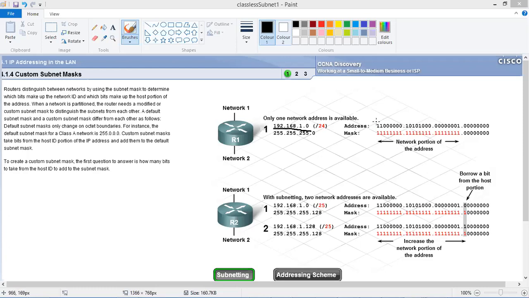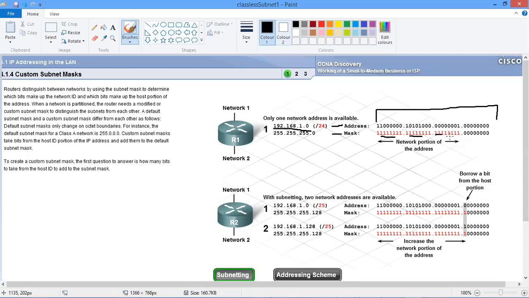This is a subnet mask, 255.255.255. Although this is the address, this is a subnet mask, 255.255.255. Of course, here is our host ID, and this is our network ID. So this is the normal default network address for class C.